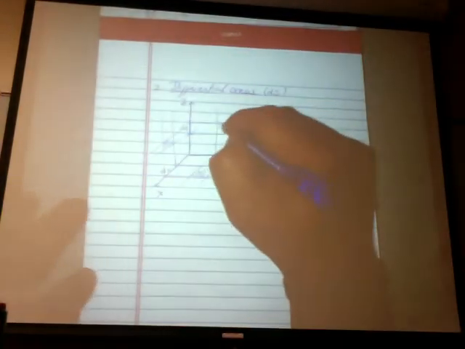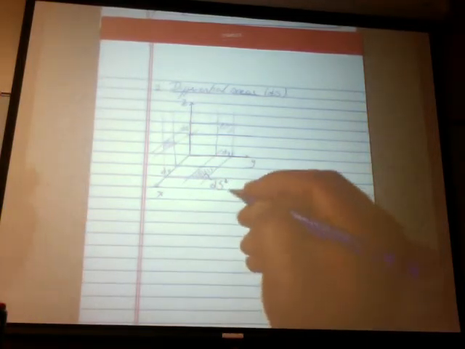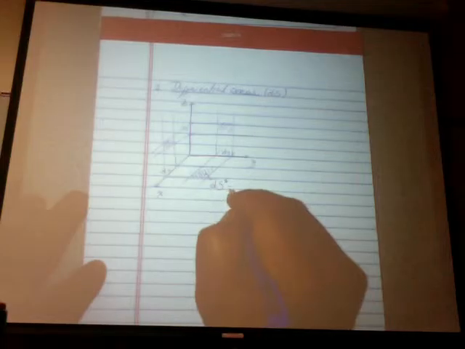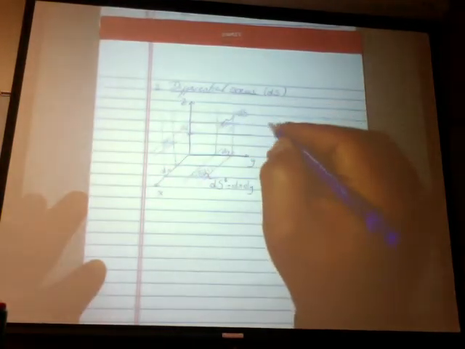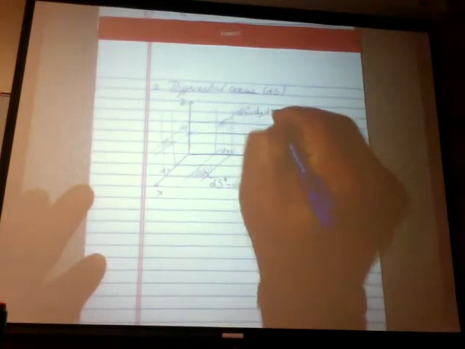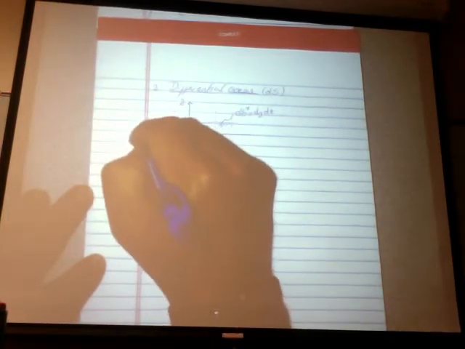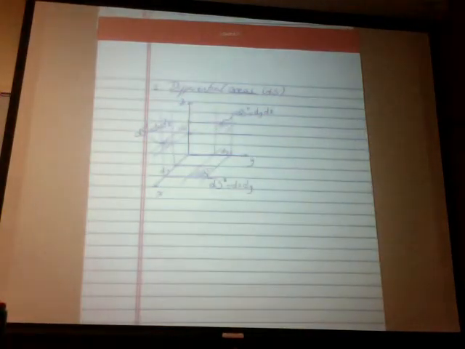This right here is a differential surface parallel to z, which is dx dy. This is a differential surface parallel to x, which is dy dz. And this is a differential surface parallel to y, which is dx dz.